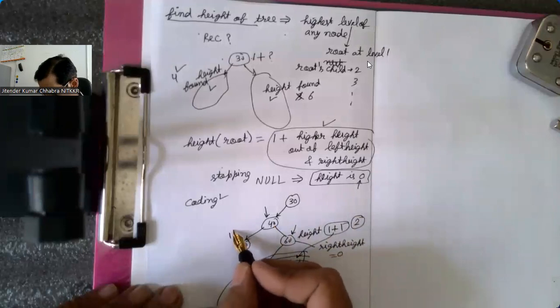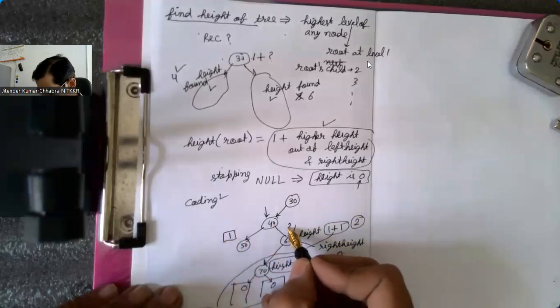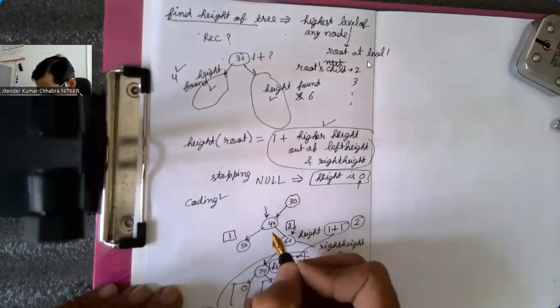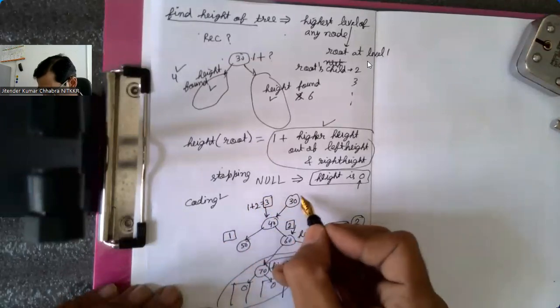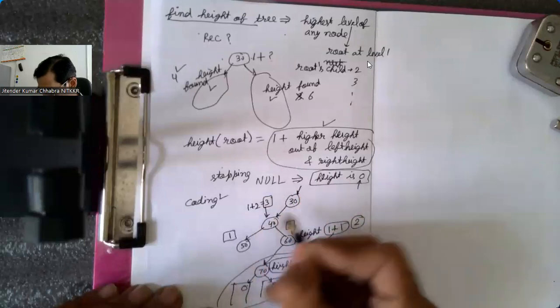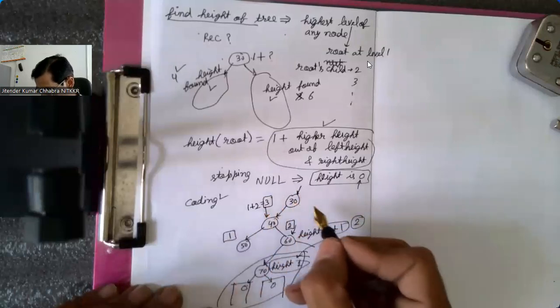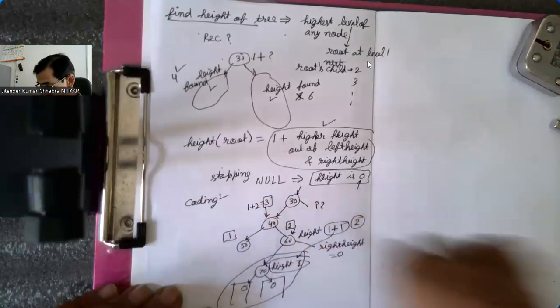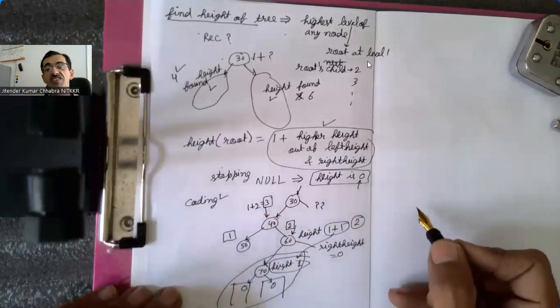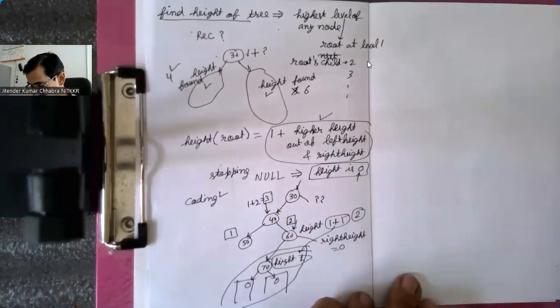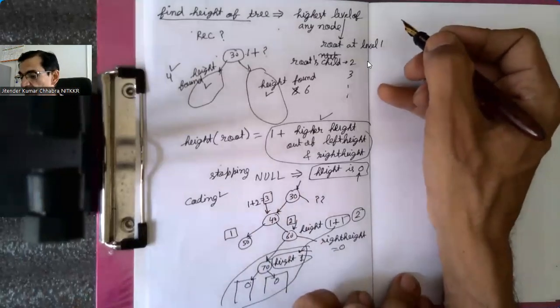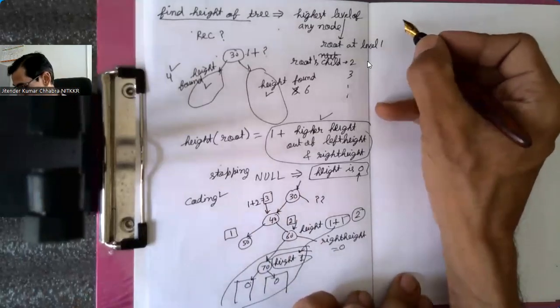For 40, this side height will come as 1 and this side height has come as 2. So 40's height will become 1 plus 2, that is 3. Similarly, the height from the left side becomes 3 plus 1, that is 4. The other side could come to something and we will calculate like this. So this is the way your height can be done. I'm not writing code for this. I'm sure you can easily write it.